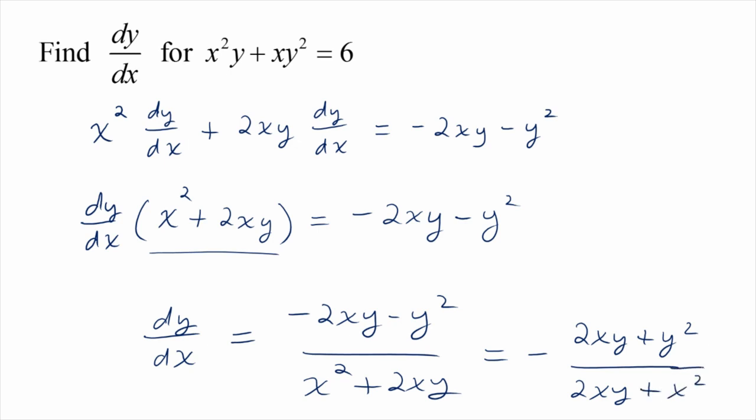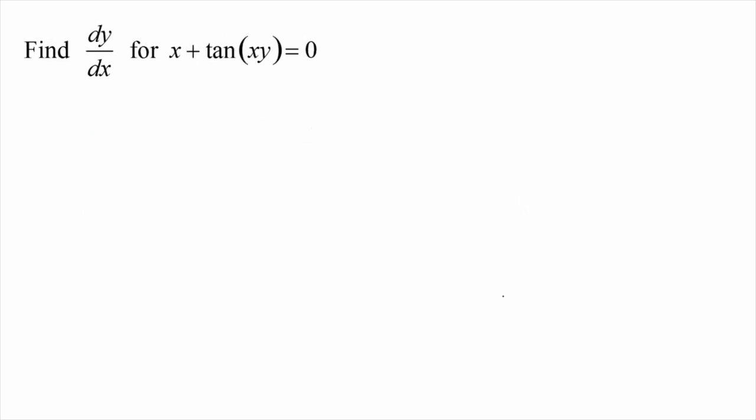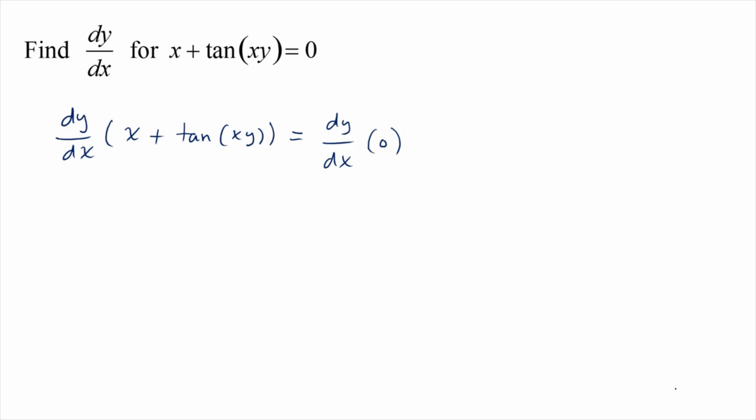Here's another. Find dy/dx for x plus tangent xy equals 0. So let's begin by taking the derivative of both sides of this equation with respect to x. So we'll differentiate both sides of the equation. Here on the left-hand side we have two terms, so we'll differentiate each of those terms with respect to x.